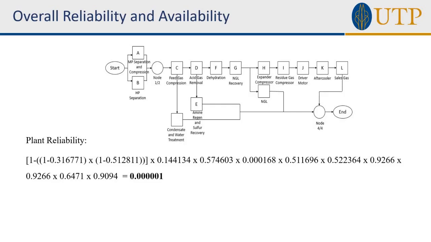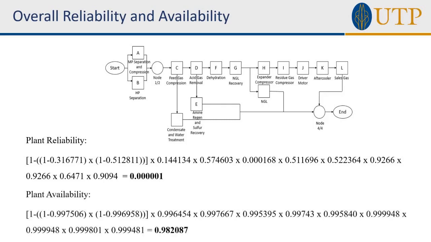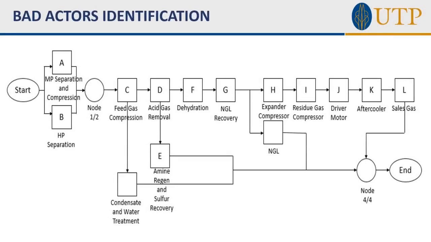By combining all the subsystems' reliability, we can get the overall reliability for the plant, which is 0.000001, which is very small. And by combining all the subsystems' availability, we can get the overall availability for the plant, which is 0.982087.